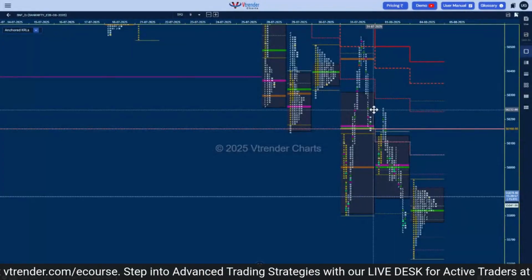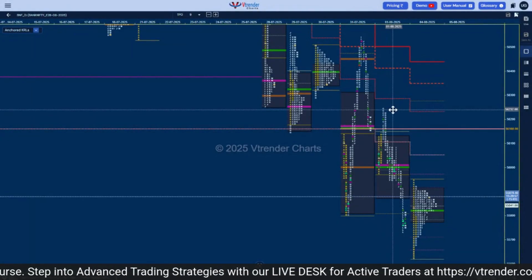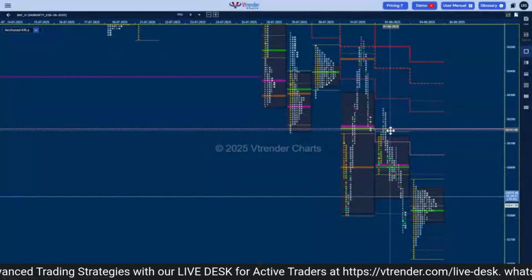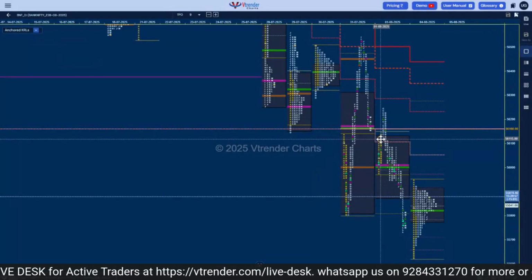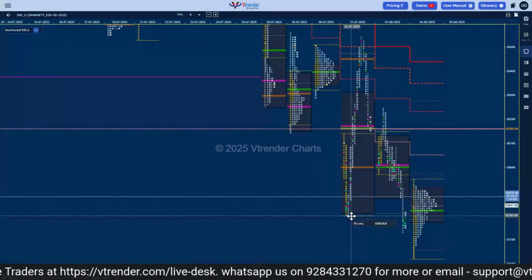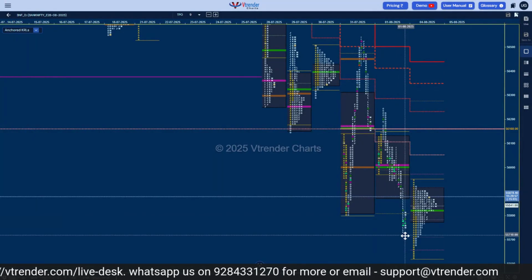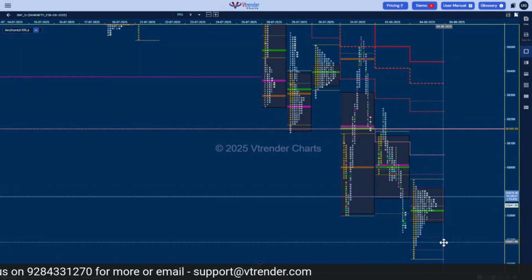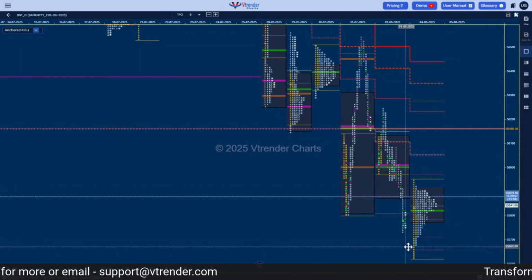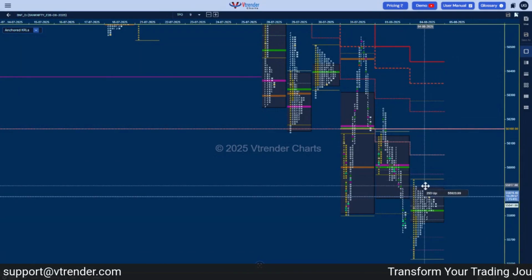So this was asking to be repaired. And that is the reason when we got this failed sell side extension on Friday, all of us, even at the VTrender live desk, we were looking for a test of these lows. And it did come in with a spike close. But after which we have formed a balance today. So we will have to see which of these tails of today holds.